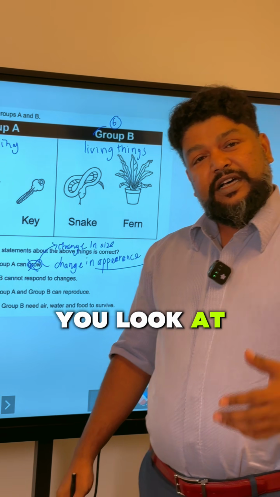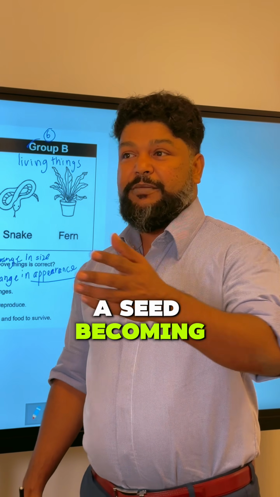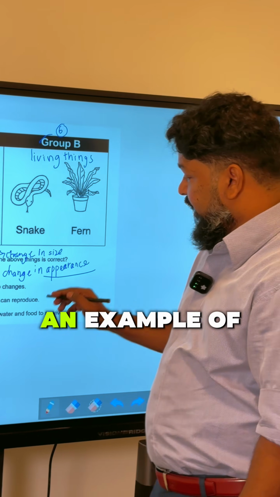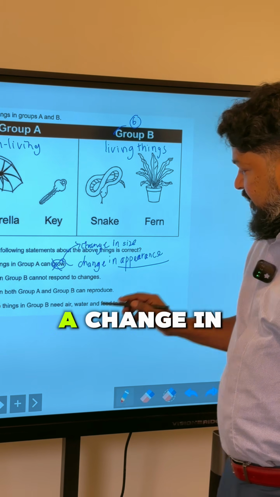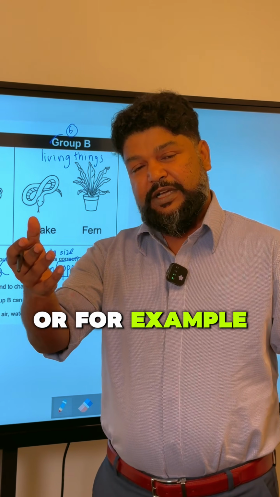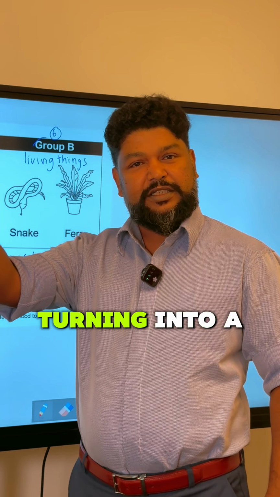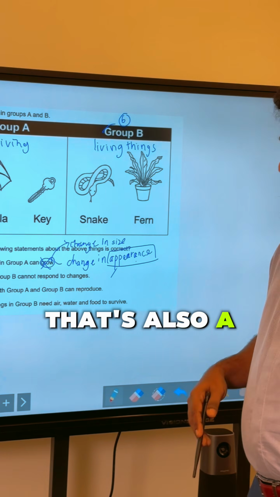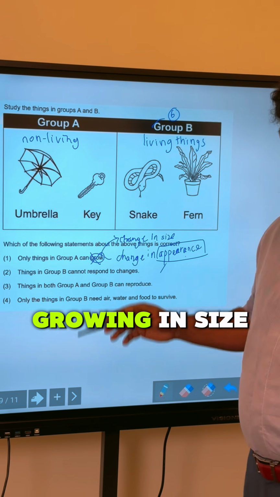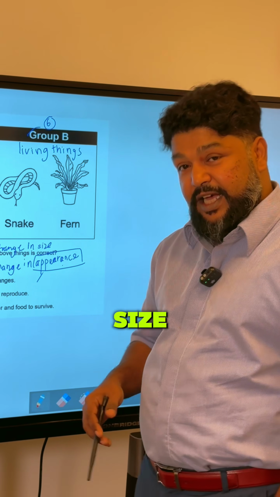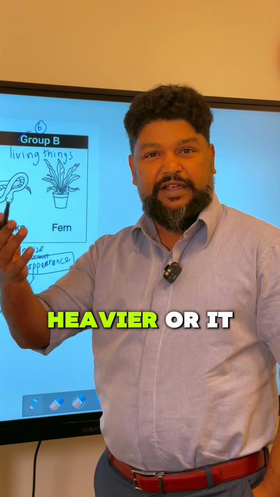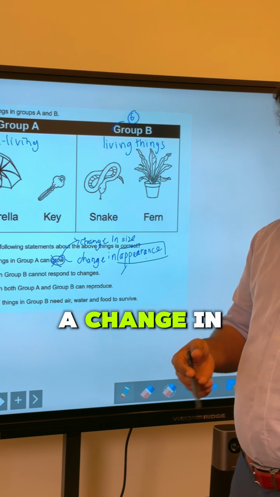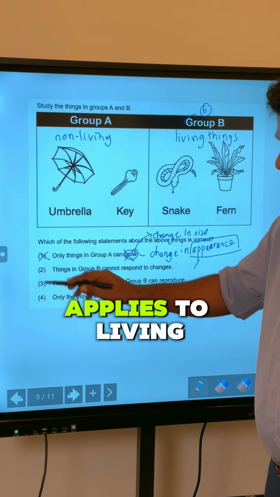And even if you look at the example of a seed, a seed becoming a young plant. Again, that is also an example of growing. Why? Because there is a change in the appearance. Or, for example, a caterpillar turning into a pupa, turning into a butterfly. Again, that's also a change in appearance. So when we look at this word growing in science, it can either mean a change in size, it can become bigger, taller, heavier, or it can also mean a change in appearance. So option 1 is out because that applies to living things.